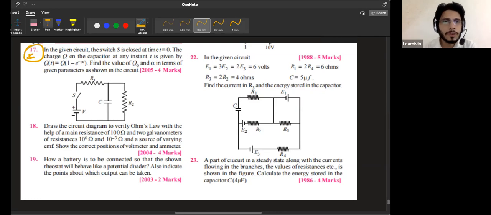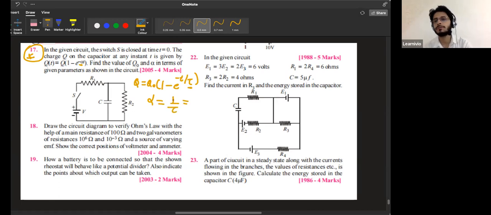See, in this question, first of all it is asking about alpha. What is alpha here? If you write the standard equation, it is Q is equal to Q naught into 1 minus e to the power minus t by tau. So instead of tau, they are using alpha. So what is alpha? Alpha is 1 by tau. And what was tau? Yashika, what was the expression of tau? Sir, R into C. So your alpha is 1 by RC.